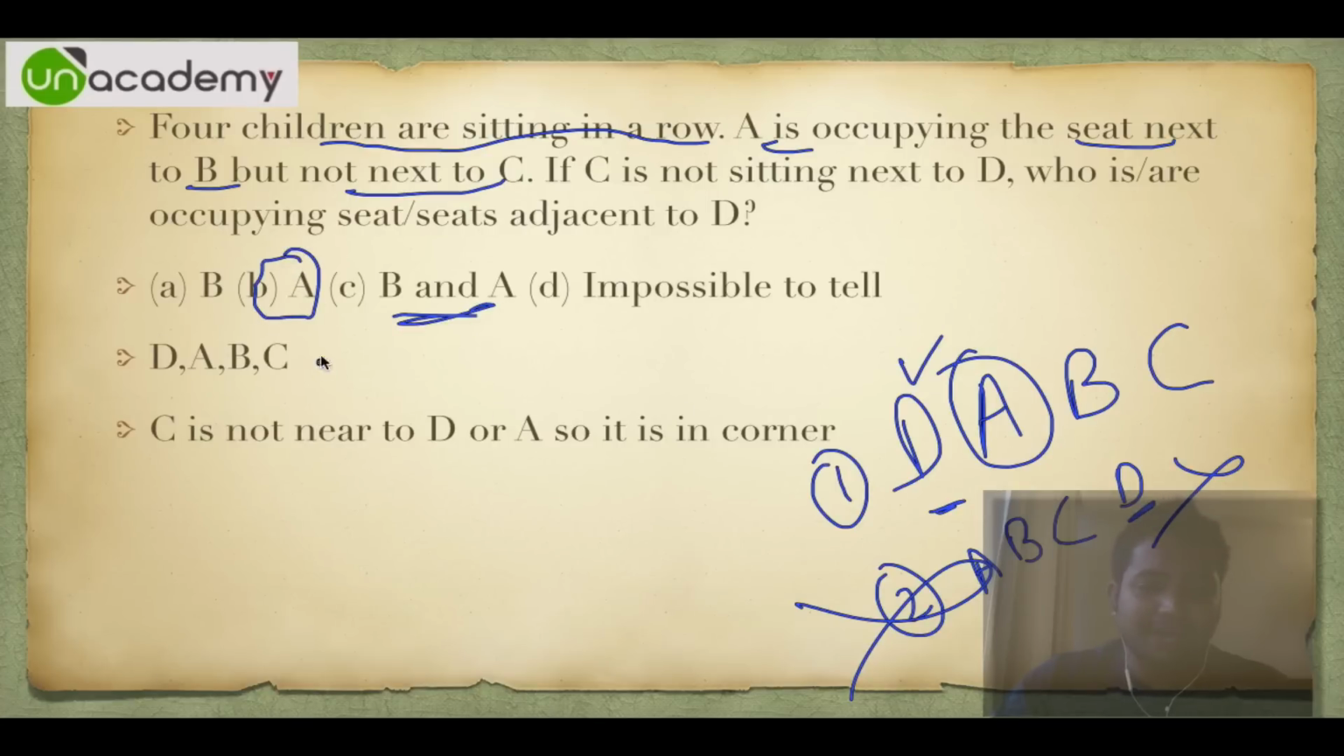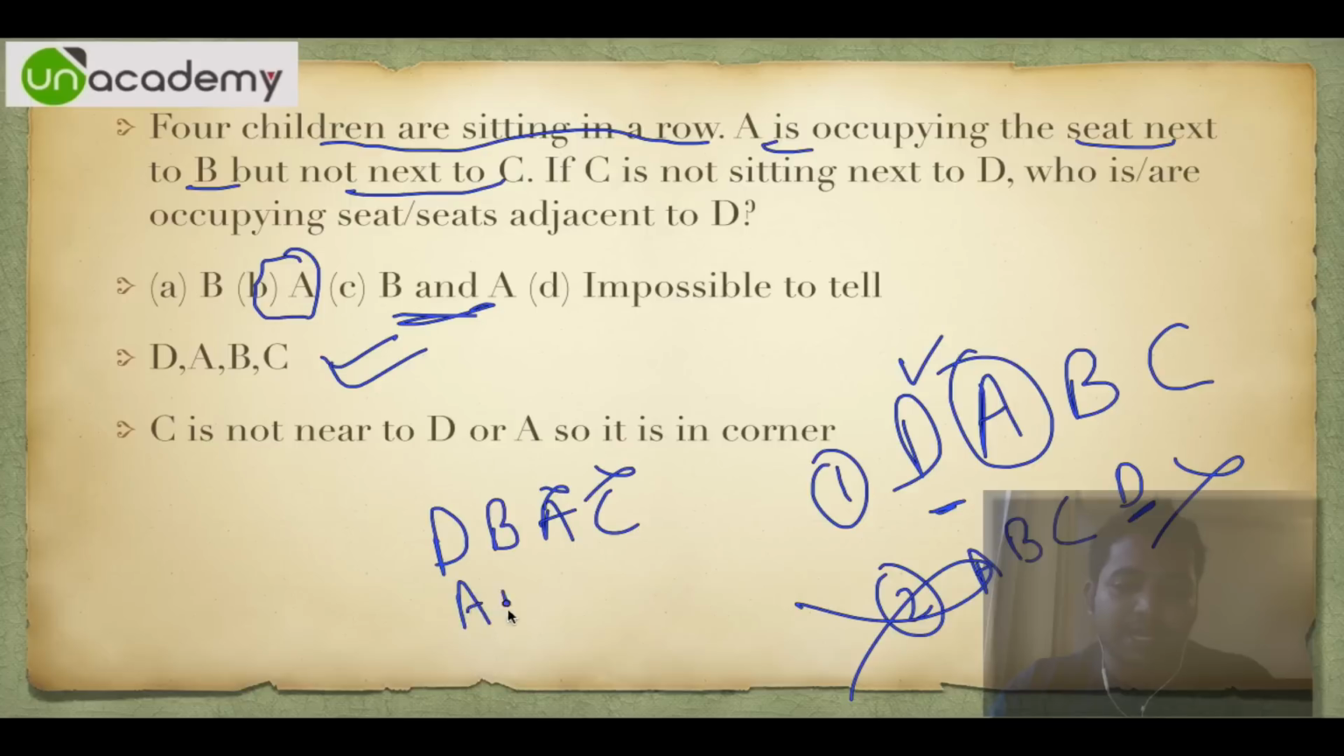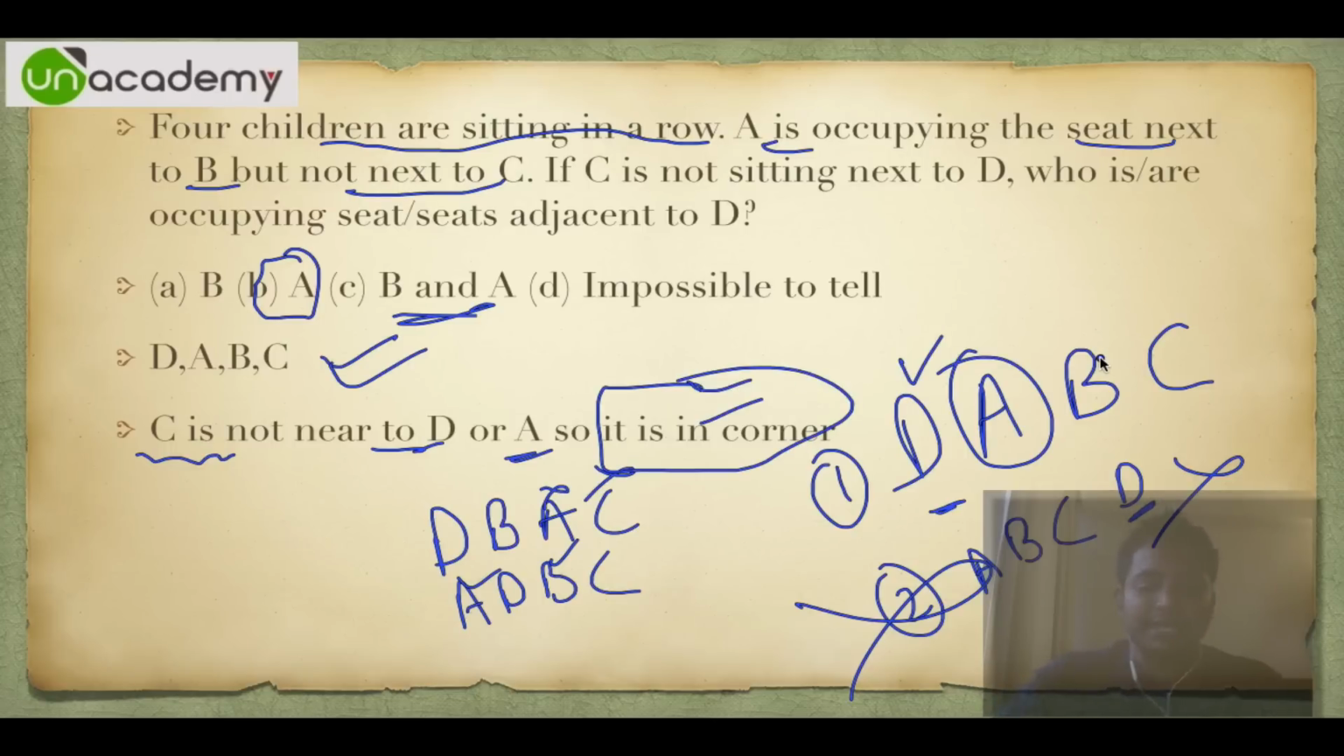It's not possible. It's absolutely simple, 100% correct. There cannot be any other answer. You cannot put it D, B, A, C because A cannot be close to C. You cannot put it, let's say, A, D, B, C because A is close to B. And finally, C is neither near to D nor to A, so it has to be in a corner. So D, A, B, C. Very, very simple questions. It takes 10 seconds, 15 seconds. You just have to believe in your gut instinct. Do not go for these answers, impossible to tell. Usually they are wrong.